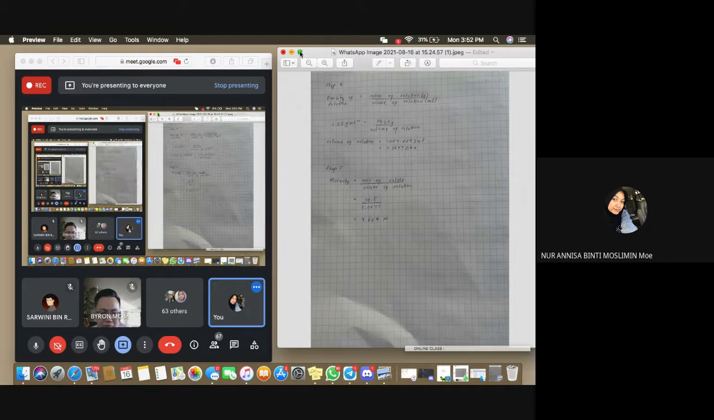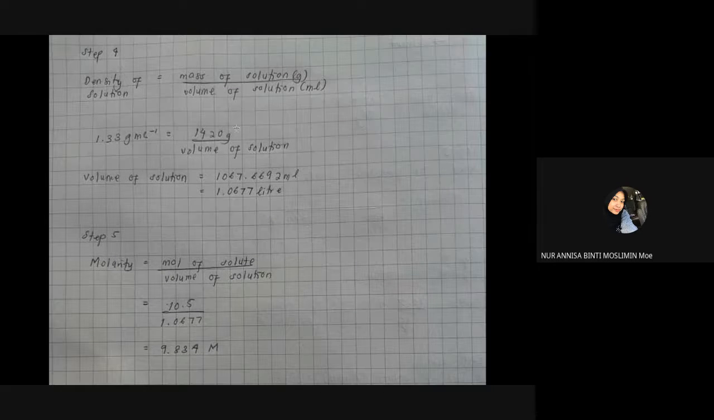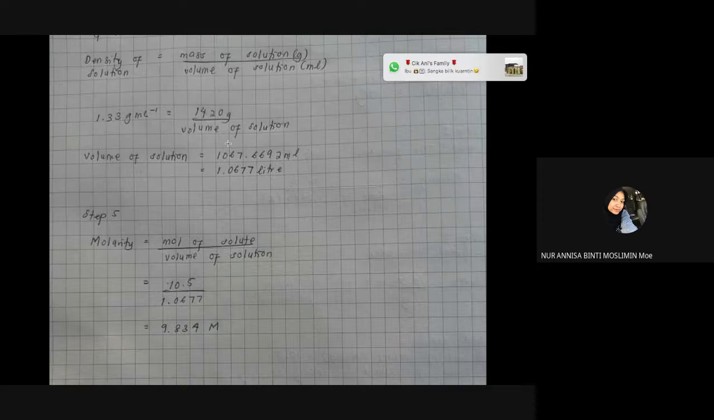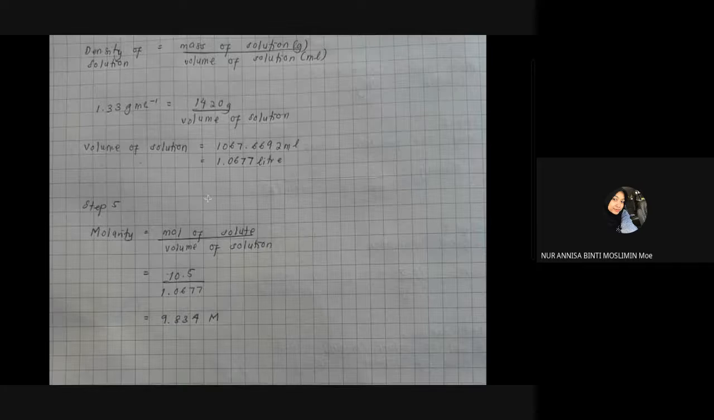And for step 4, we need to find the volume of solution, where we need to substitute the density and the mass of solution we just found. From the question, we got the density as 1.33, and the mass of solution is 1420 grams. So the volume of solution in ml is 1067.6692 ml, and we divide by 1000 to get 1.0677 liters.